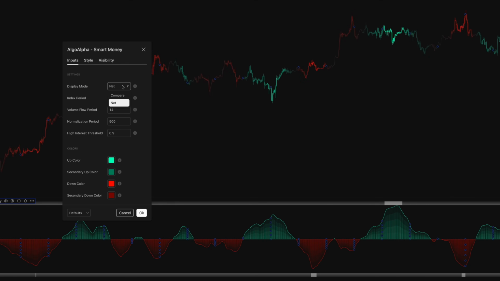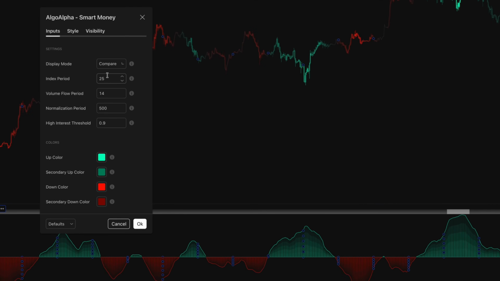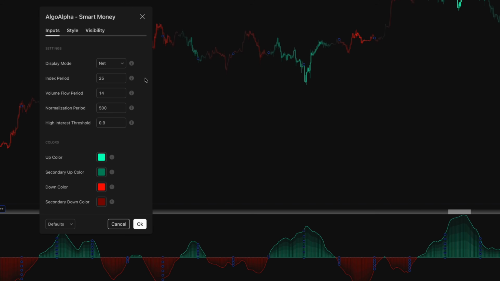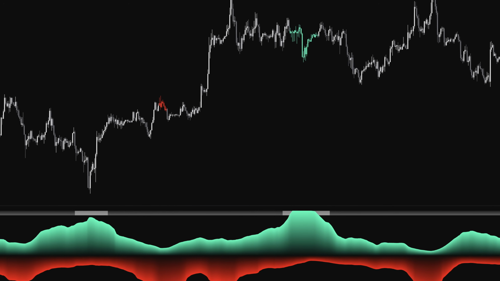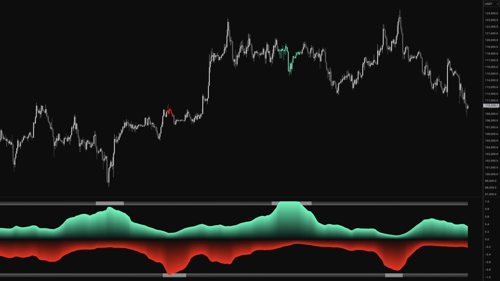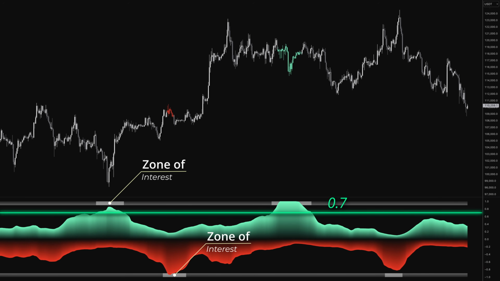The indicator offers 2 display modes. Compare mode shows separate buy and sell interest lines, while net mode combines them into a single oscillator. The visualization includes layered columns that get more intense as the reading approaches extremes, with gradient fills that highlight high interest zones above 0.7 or below -0.7.